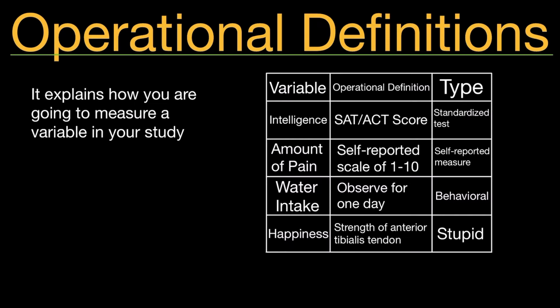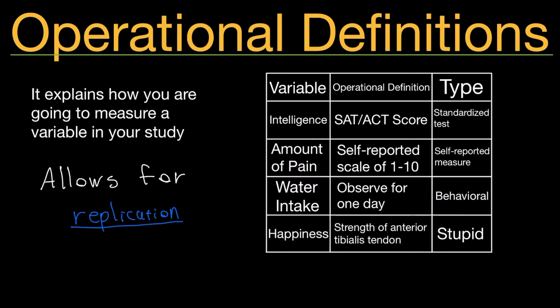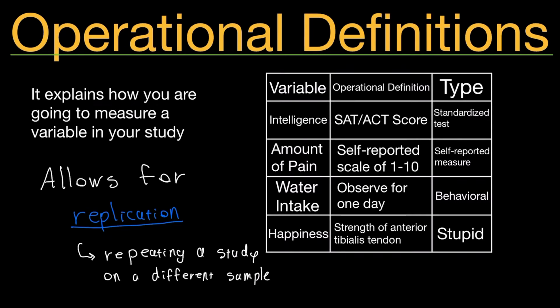So why are operational definitions important? They are important because they allow for replication of a study. And replication just means that someone else is going to repeat the same study on a different sample of people to see if they get the same result or not.